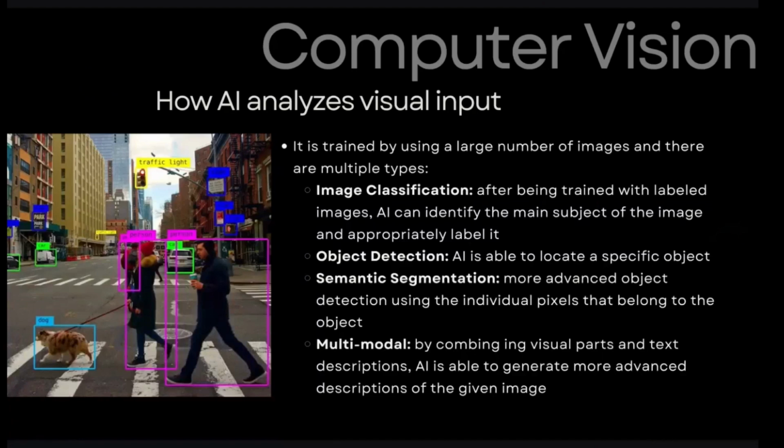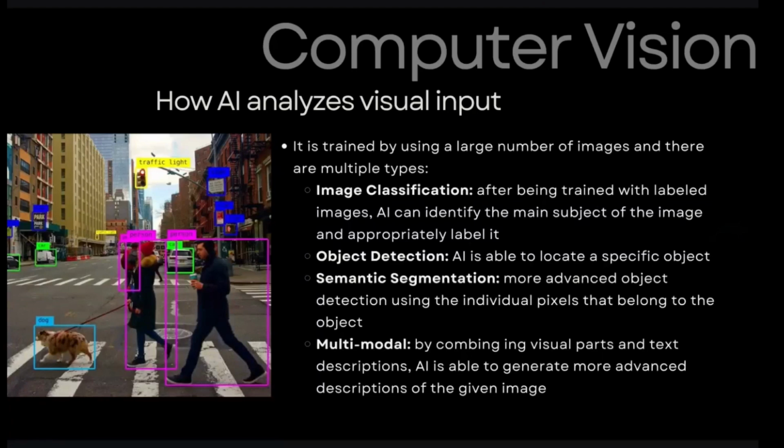Computer vision. This is basically explaining how AI analyzes visual input. So, AI is trained by using a large number of images, and there are multiple types of classifications it uses. So, there's image classification, where after being trained with labeled images, AI can identify the main subject of the image and appropriately label it. And then there's detection, where AI is able to locate a specific object.